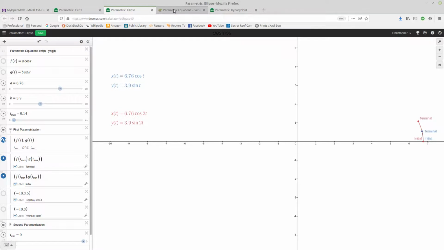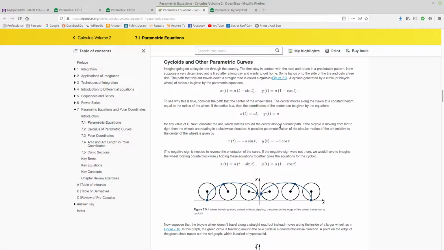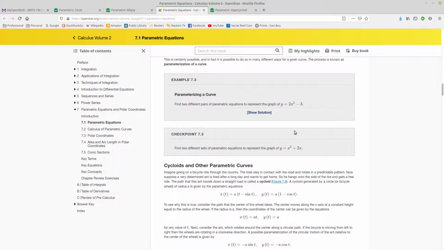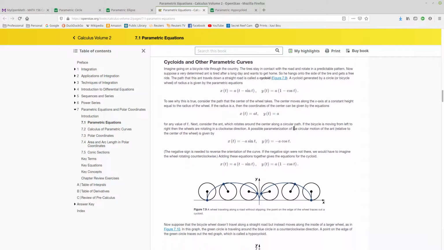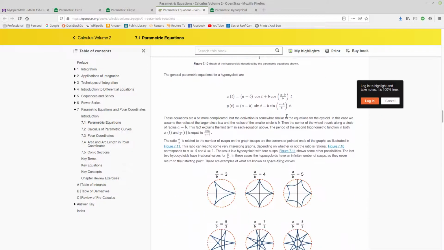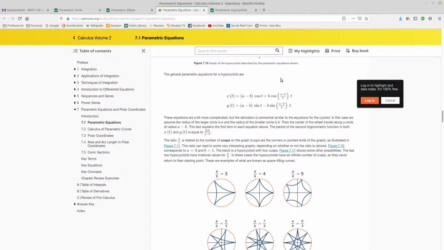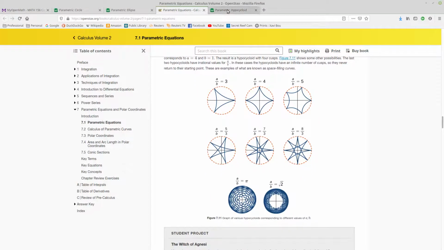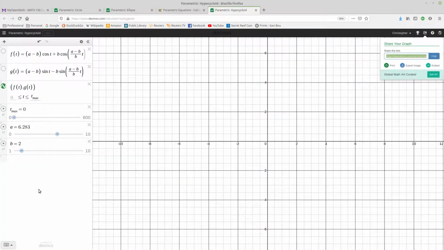Now I encourage you, as always, to read the textbook. In 7.1, in addition to teaching you some of the basics about parametrizing curves, they introduce cycloids. I'm not going to do an example of that. I encourage you to read the book to understand that, but you could imagine a bicycle wheel rolling along the ground, and how does a particular point move in that scenario. But I thought it would be fun, though, to scroll down and look at these hypocycloids. There's a set of equations right here that are going to describe those hypocycloids, and some pretty graphs down below. And so I've actually put one of those in Desmos as well.